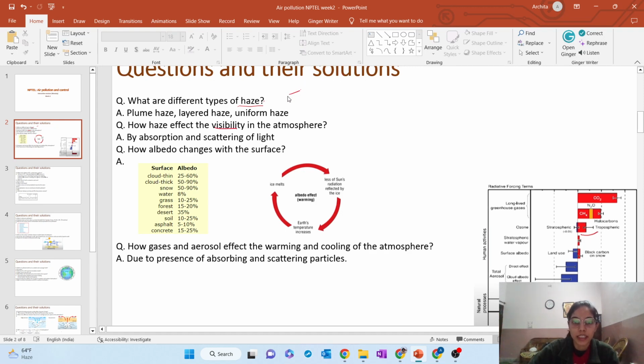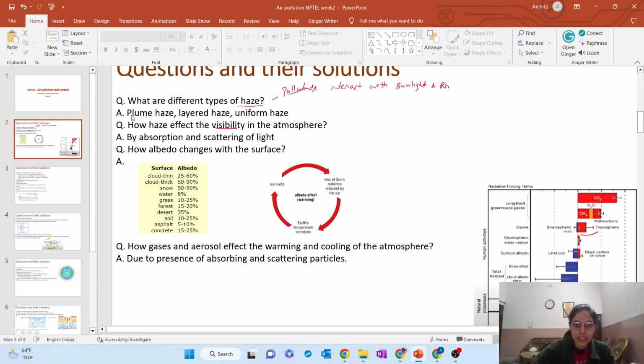So nothing but when the pollutants interact with sunlight and the water vapor or humidity, you can say, they form this sort of layer which leads to a decrease in the visibility. Now there are different types of haze. So the first question is about that only, what are the different types of haze that we see in the atmosphere.